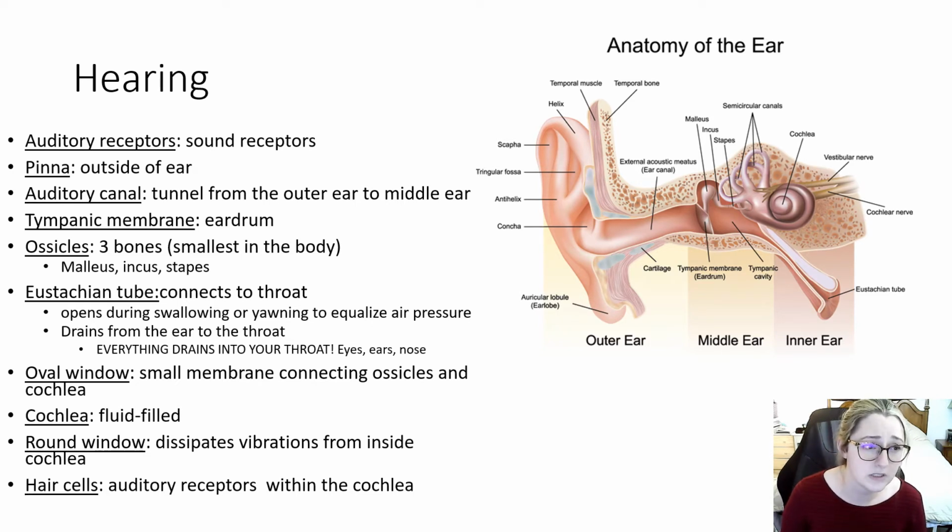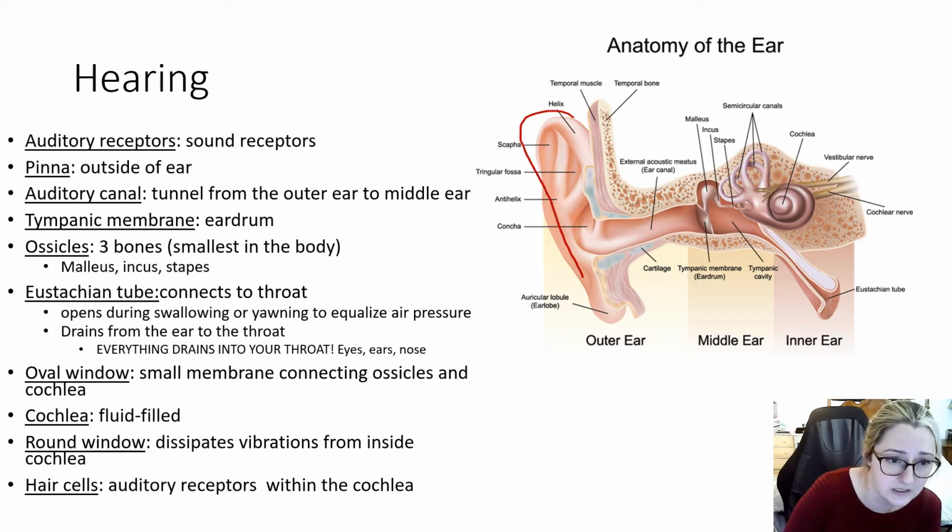The auditory receptors are going to be those sound receptors. Those are going to be within the inner ear, and we'll talk about where they are. The pinna is going to be this entire outside of the ear, and there are a few things you can go over, such as the helix, the concha, tragus, and the earlobe or lobule. But you don't need to know those, just know that the whole thing is called the pinna. This is the outside of the ear.